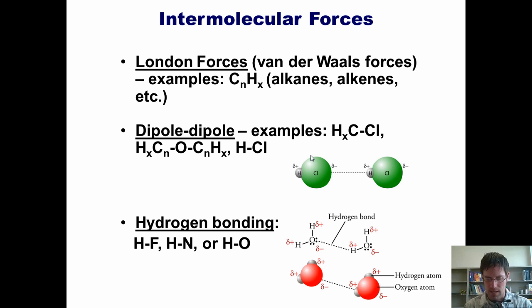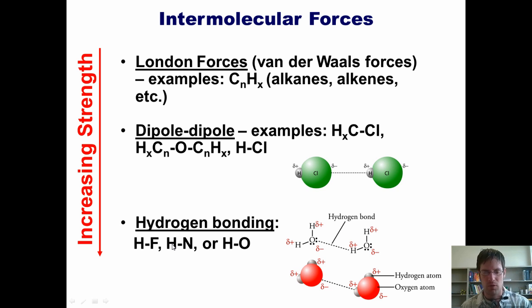Hydrogen bonding is really more like an exaggerated version of dipole-dipole, kind of like extreme dipole-dipole. Hydrogen bonding occurs when a hydrogen atom is bonded to a fluorine, nitrogen, or oxygen, as in water, for example. Hydrogen bonding is caused by the large electronegativity difference between hydrogen and these three atoms, fluorine, nitrogen, and oxygen. Hydrogen bonding is the strongest of all these intermolecular forces. Dipole-dipole is the second strongest, and London forces are the weakest.